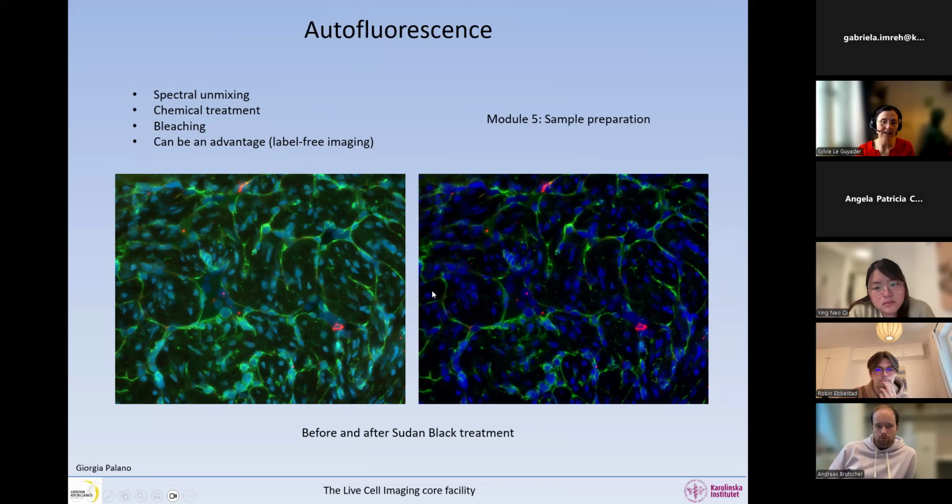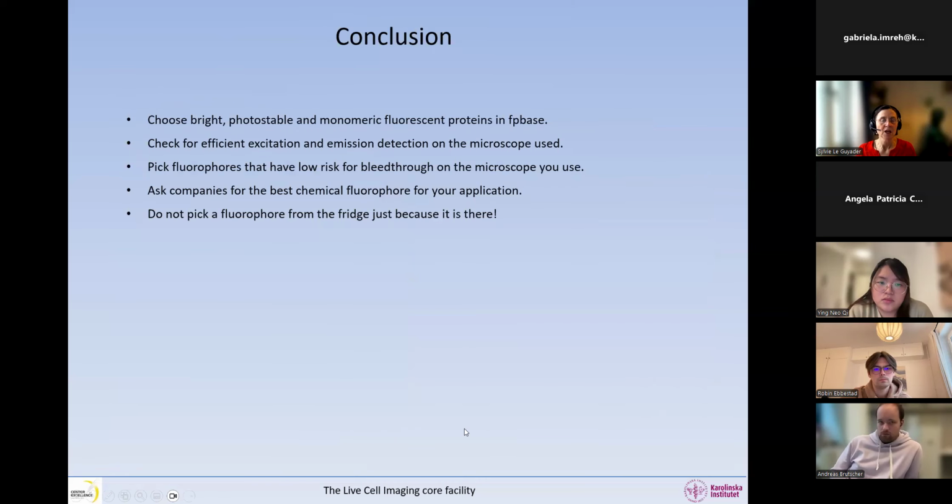So in this case that I have here, this is a heart section. Human heart section is highly autofluorescent, and you see after the chemical treatment, all this green autofluorescence that was everywhere is gone. This is Sudan black. So autofluorescence can be a great advantage, and I think we often see it in the samples from the students in here. So here is a conclusion for this lecture. So we have, please choose bright and photostable and monomeric fluorescent proteins in FP base.